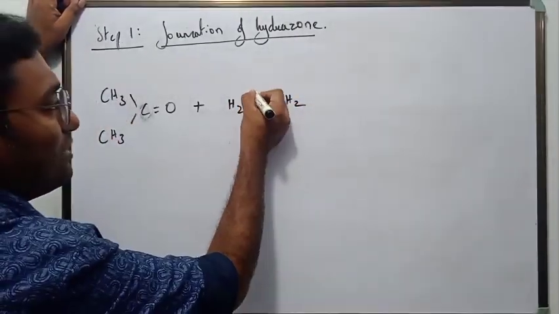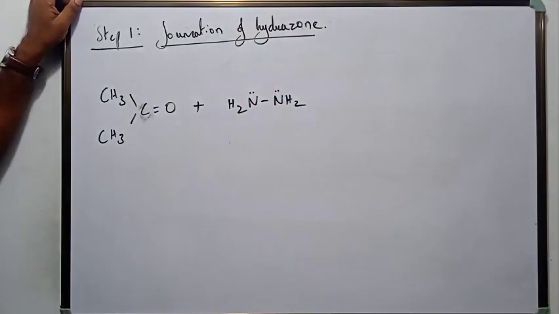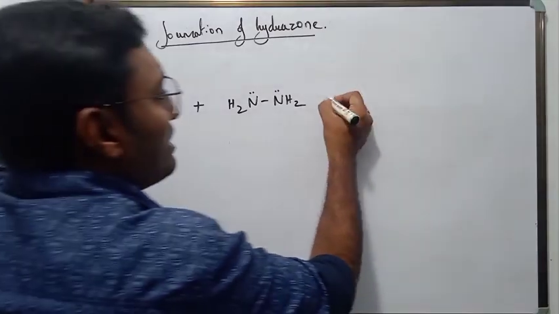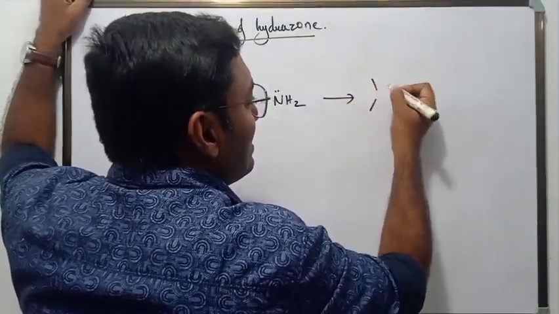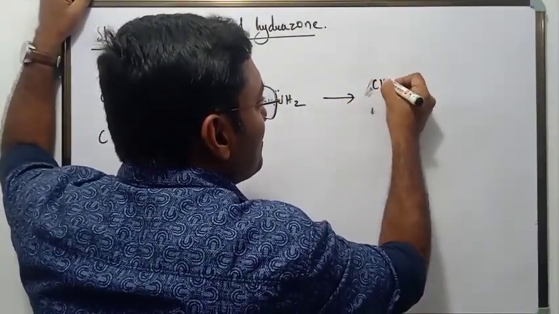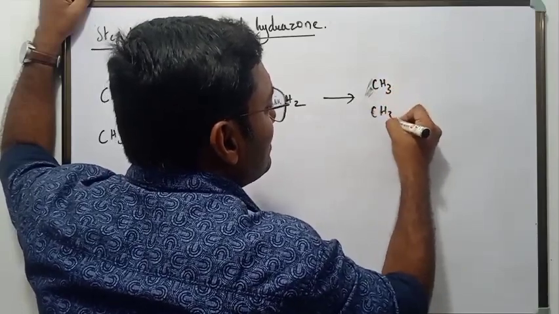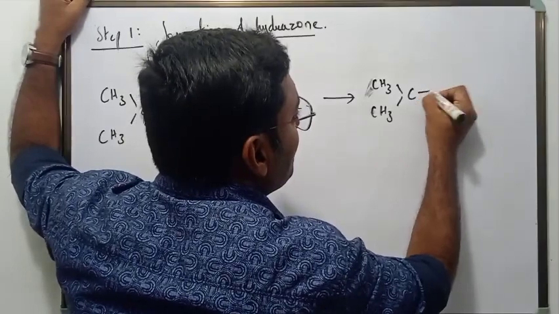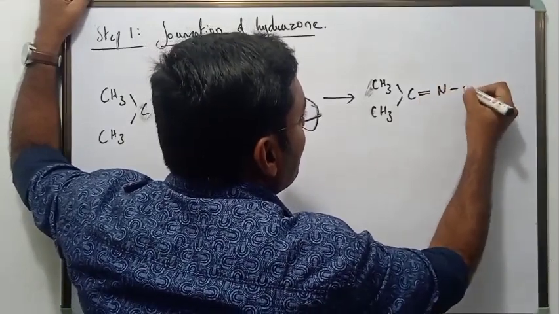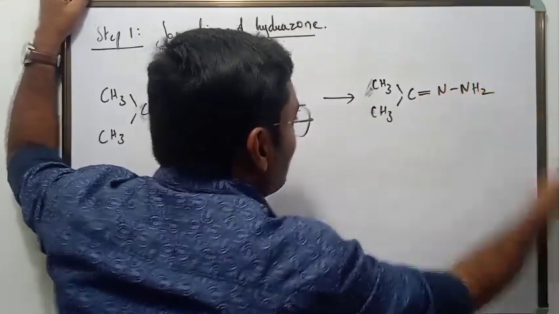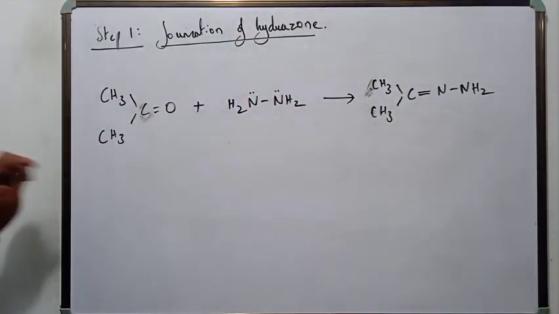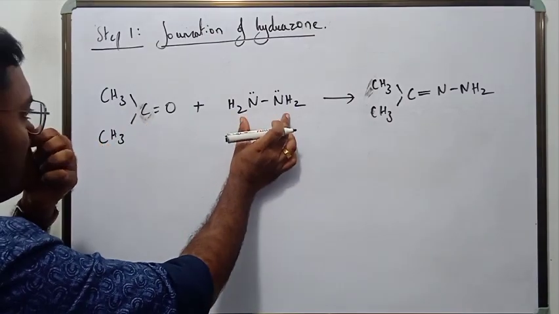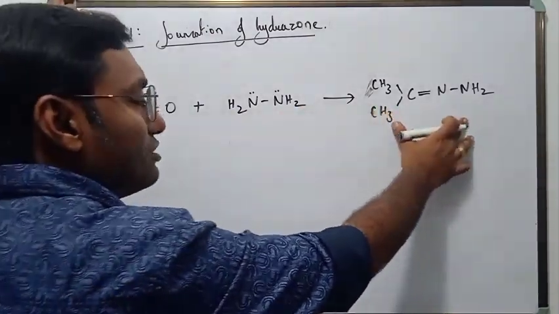You can write the lone pair of electrons on nitrogen. It has one lone pair of electrons. You can show them on both the nitrogens. Just make a hydrazone like this. That's it. Hydrazone. This is the acetone or carbonyl compound. It reacts with hydrazine to form hydrazone.